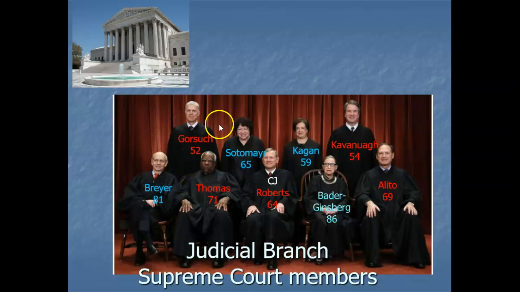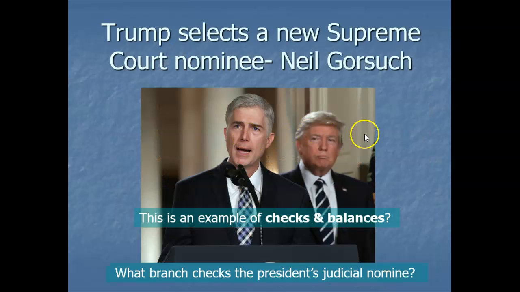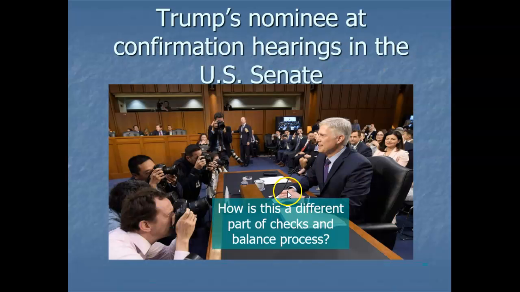Remember, all of these are appointed by the president and then confirmed by the legislature, more specifically the United States Congress. Going through just recent years here, this is Neil Gorsuch, and he was picked by Trump shortly after he came into office, replacing a justice who had died. The example here of checks and balances, the branch that checks the president's judicial nominee, would be the Senate.